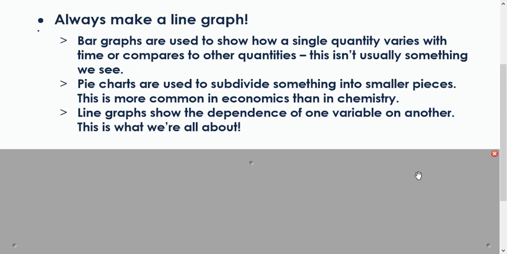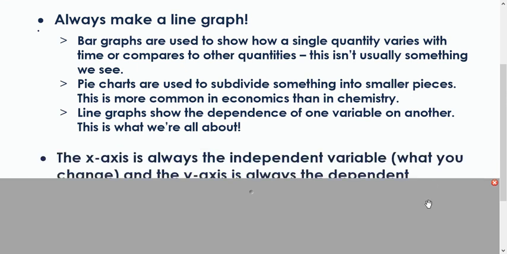The reason we're going to be using line graphs is because we're going to be looking at how one variable is related to another variable. So when we do experiments this year, we're going to try and isolate two variables and look at, if we change one, how is the other one affected. And so that's what we're really all about, and that's what we're going to be doing. Okay.